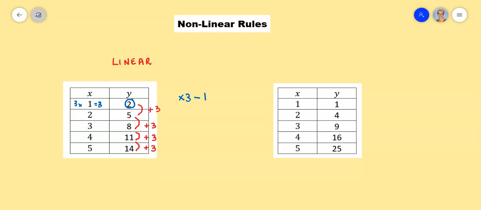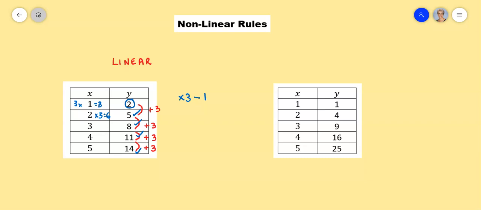Let's check if that works on the other x values. 2 times 3 gives me 6. 6 minus 1 gives me 5. 3 times 3 gives me 9. 9 minus 1 gives me 8. 4 times 3 gives me 12. 12 minus 1 gives me 11. 5 times 3 gives me 15. 15 minus 1 gives me 14. So that rule definitely works.